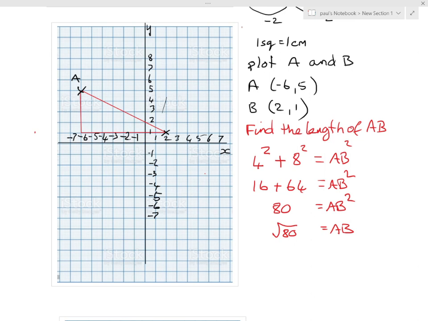The square root of 80 equals 8.94. So 8.94 centimeters, because they've made a reference to centimeters up there, to 2 decimal places equals AB. Good. So there you are. You can use Pythagoras to find the length of a diagonal line on squared paper, basically.